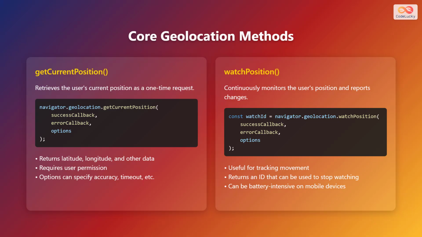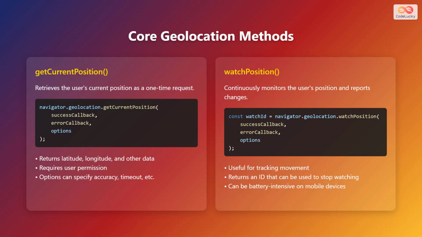Let's explore the core methods of the Geolocation API. The first method is getCurrentPosition. This method retrieves the user's current position as a one-time request. The syntax is navigator.geolocation.getCurrentPosition, which takes three arguments: success callback, error callback, and an options object. It returns latitude, longitude, and other data. User permission is required to access the location. Options can specify accuracy and timeout, among other things.